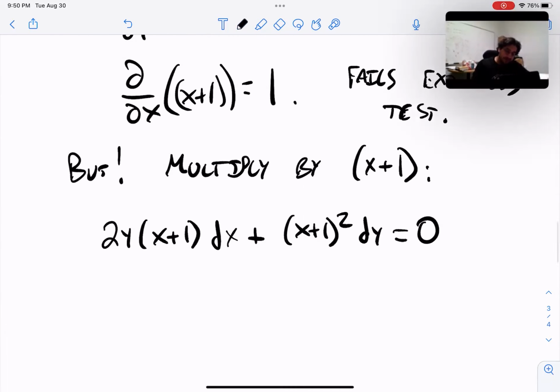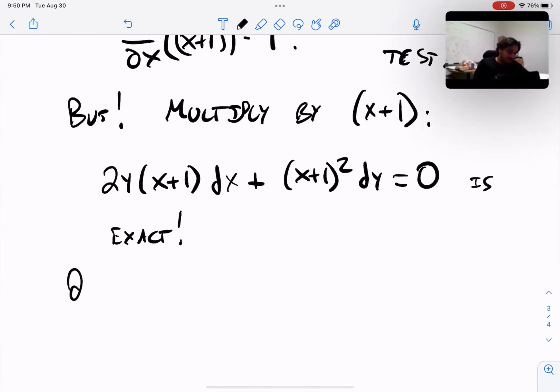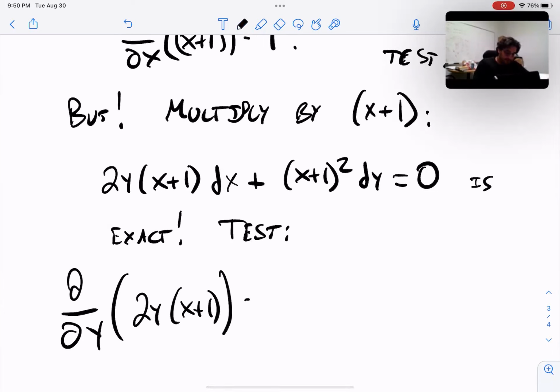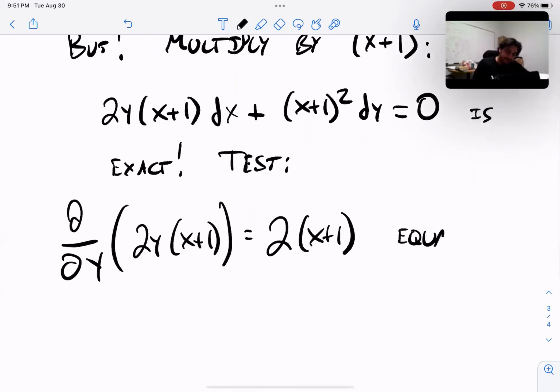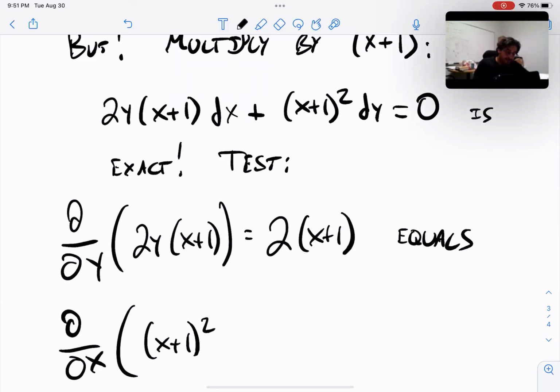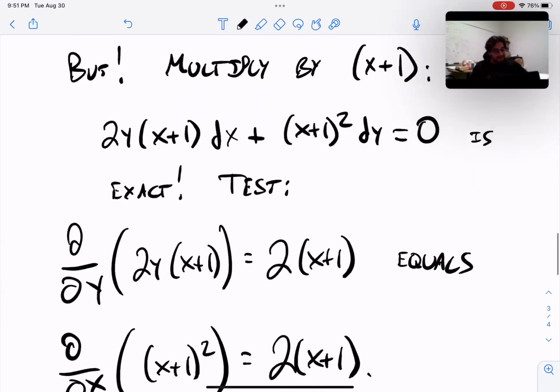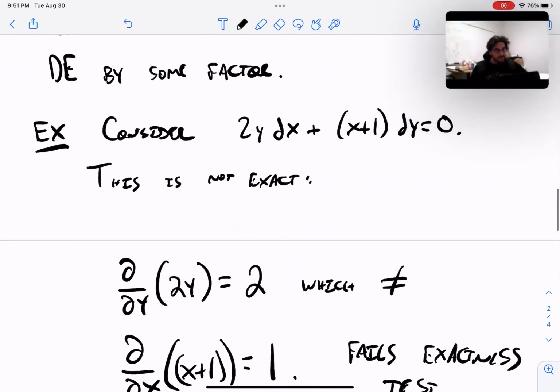I claim that this new equation is actually exact. This is what I'm saying. It's kind of strange. Let's do the test. Take the partial derivative with respect to y of that first expression, 2y(x plus 1). It gives us 2(x plus 1). This does equal the partial derivative with respect to x of the second expression, Q, which is also 2(x plus 1). So it was not exact, but we made it exact after we multiplied by x plus 1.